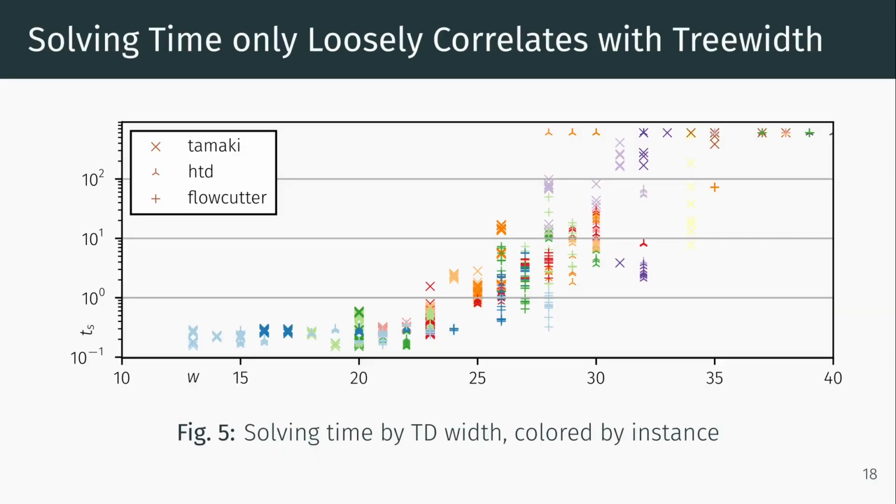But how does the choice of tree decomposition impact solver performance? In order to investigate that, we generate multiple tree decompositions per instance and compare their runtimes. In this plot, runs of the same instance are shown in the same color, while the different tree decomposition libraries are indicated by different marker shapes. In general, we see that solving time does correlate with treewidth, but there are sometimes significant differences between the decompositions of different libraries, even if they have the same width.